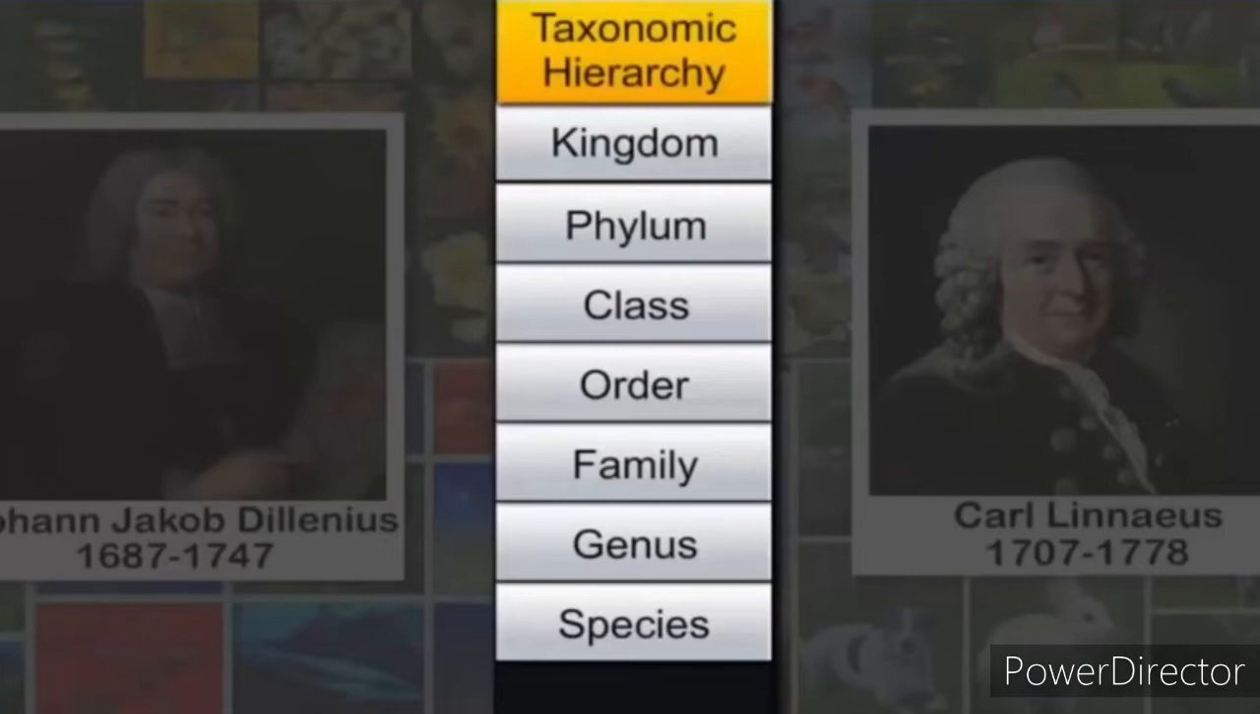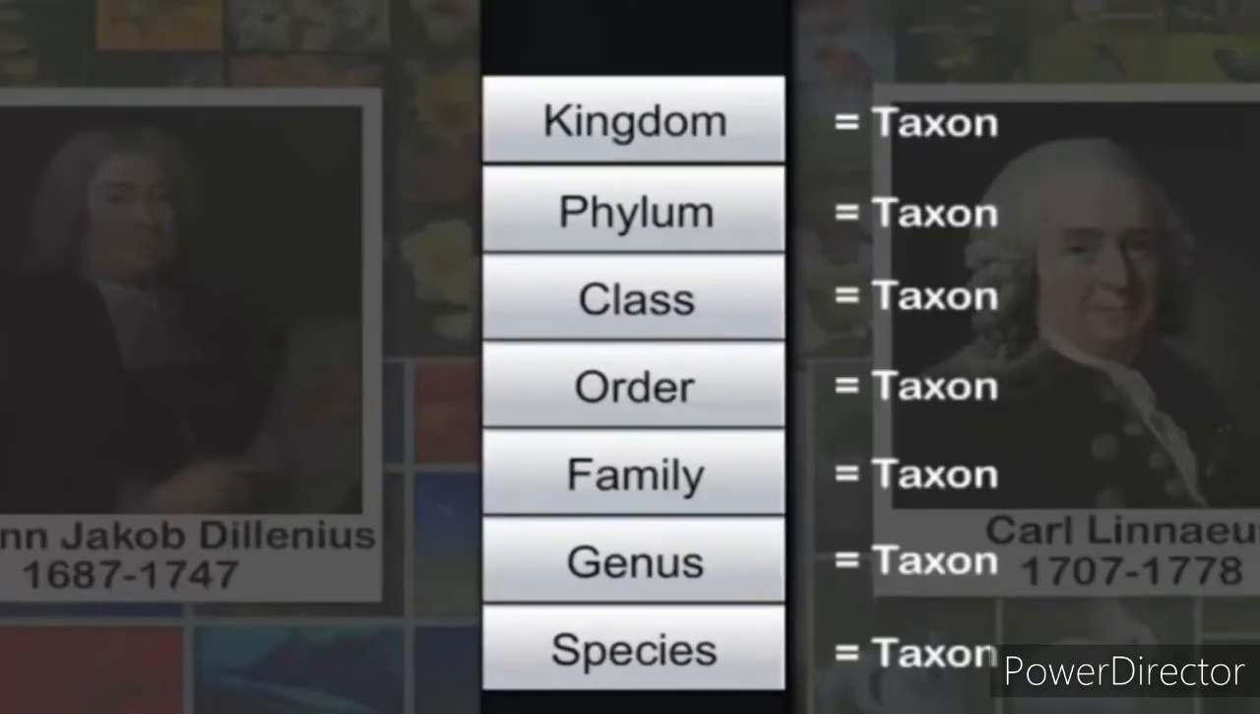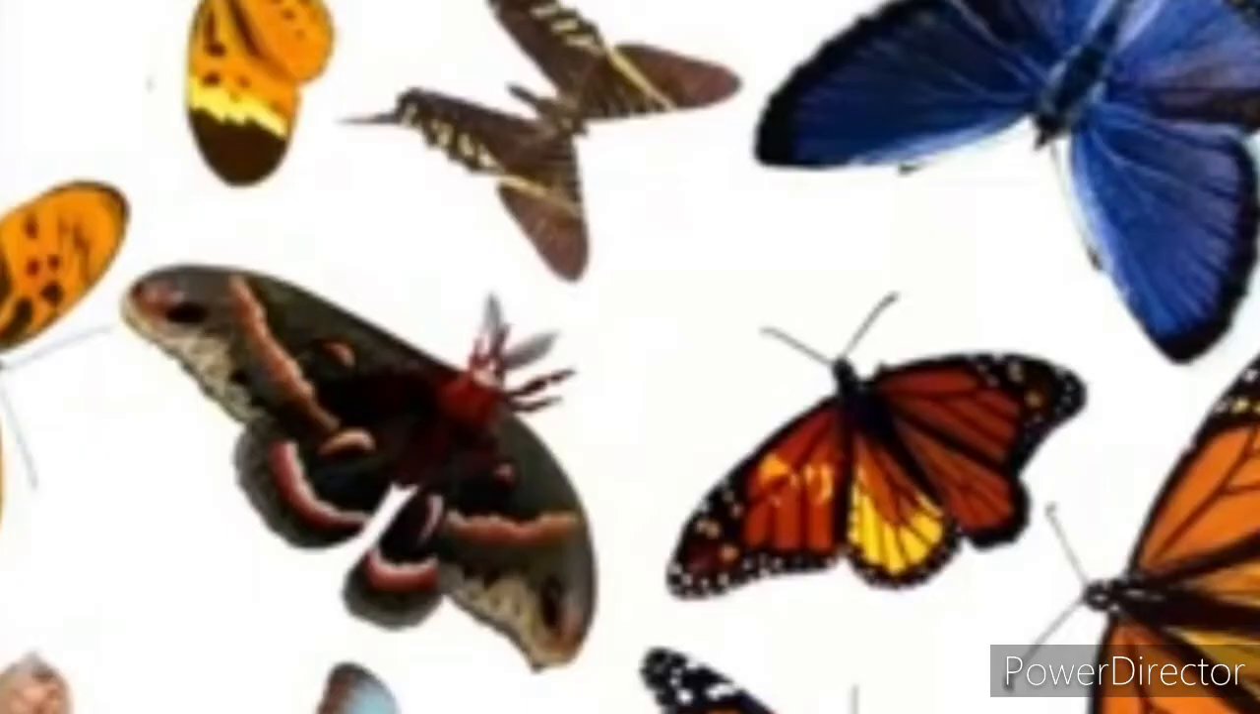All categories together constitute the taxonomic hierarchy. Each category, referred to as a unit of classification, in fact represents a rank and is commonly termed a taxon. Taxonomic categories and hierarchy can be illustrated by an example. Insects represent a group of organisms sharing common features. They share some common characters and are grouped together.